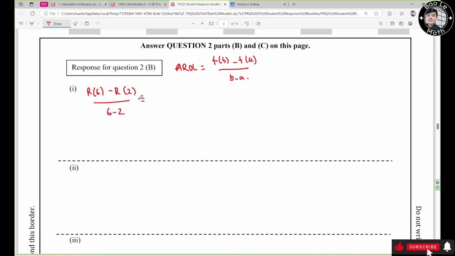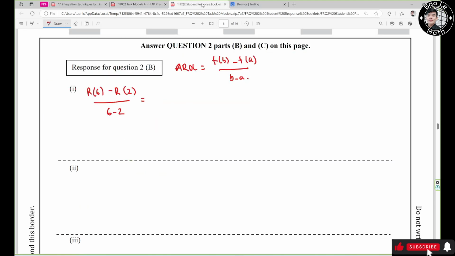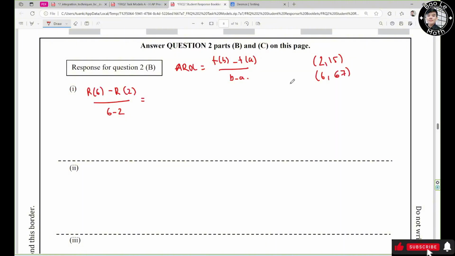Now R(6) and R(2) come from the 2 coordinate points, so we copy them down: (2, 15) and (6, 67). So R(6) equals 67, minus R(2), which is 15, over 6 minus 2. So 67 subtract 15 is 52, divided by 4. It's going to be 13 students per hour.